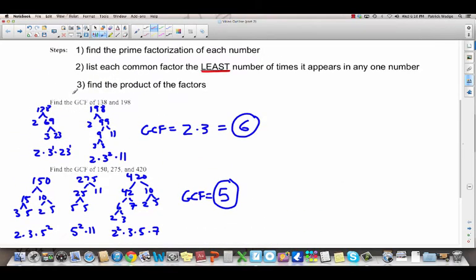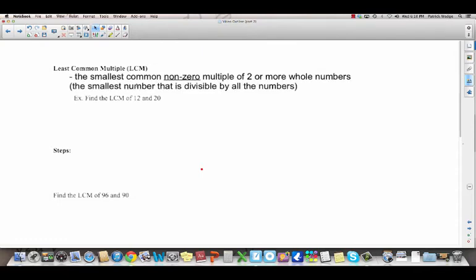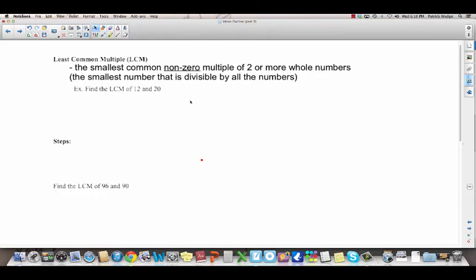Okay, we did greatest common factors here. Now we're going to do least common multiples over here. What's a least common multiple? It's the smallest common non-zero multiple. Too bad it couldn't just be 0. Then the answer every single time would be 0. What's the lowest common multiple of 12 and 20? 0. What's the lowest common multiple of 96 and 90? 0. Unfortunately, that's not what the answer is.